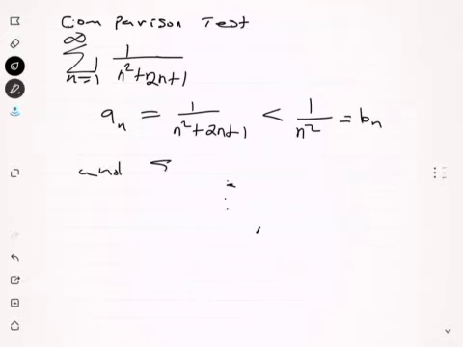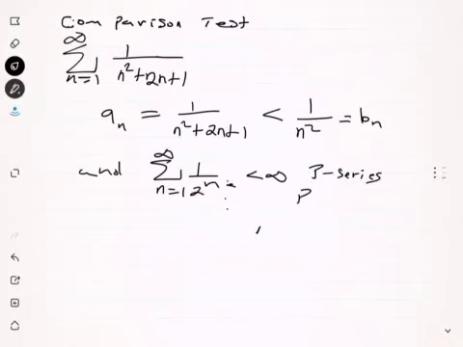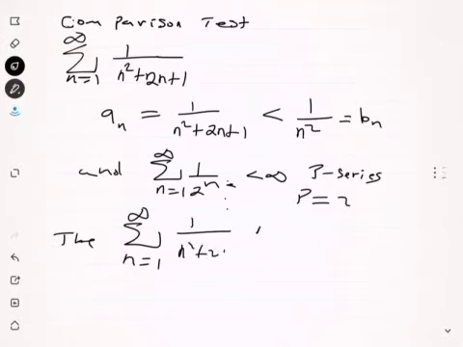and the sum as n goes from 1 to infinity of 1 over n squared converges, because it's a p series with p equals 2. Then the original series, which is the series that goes from 1 to infinity of 1 divided by n squared plus 2n plus 1, converges as well by the comparison test.